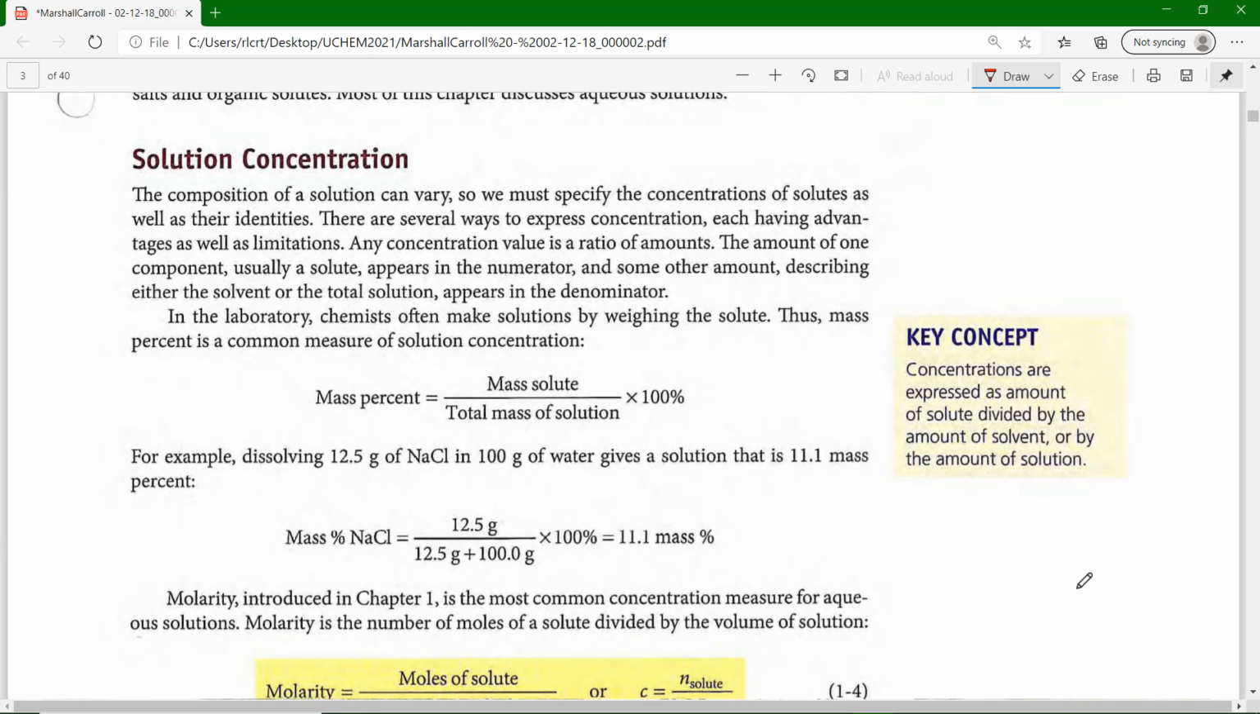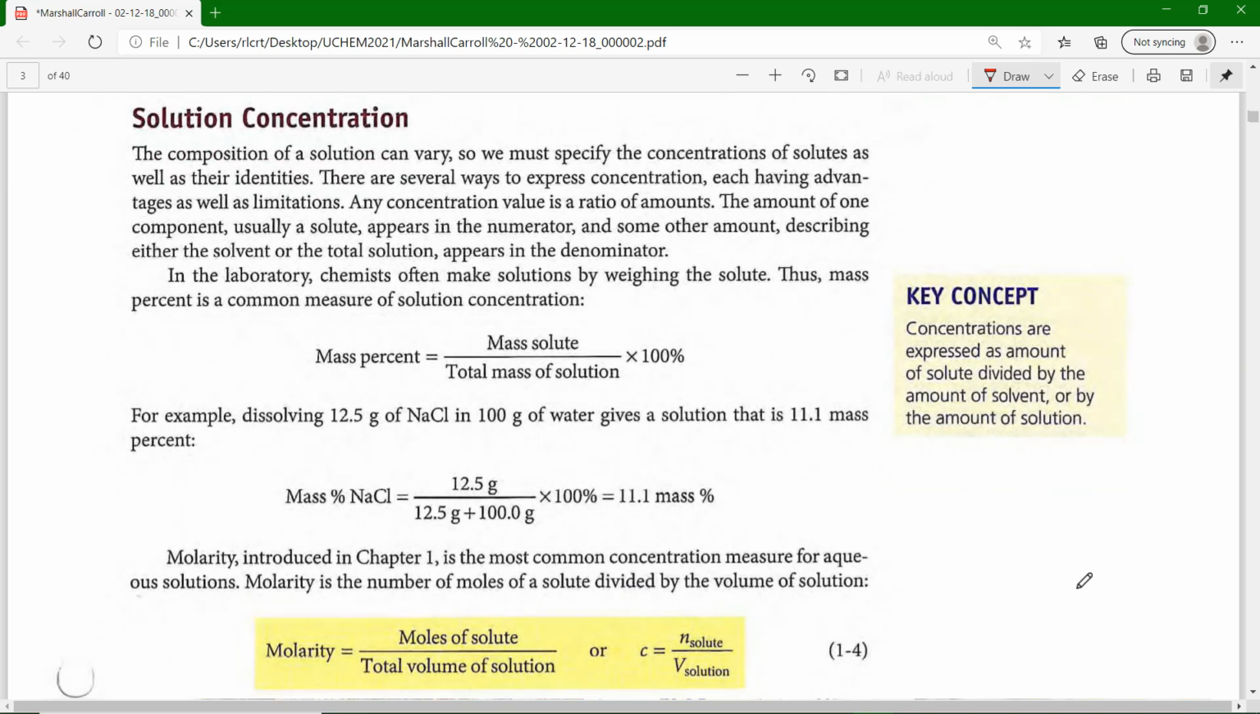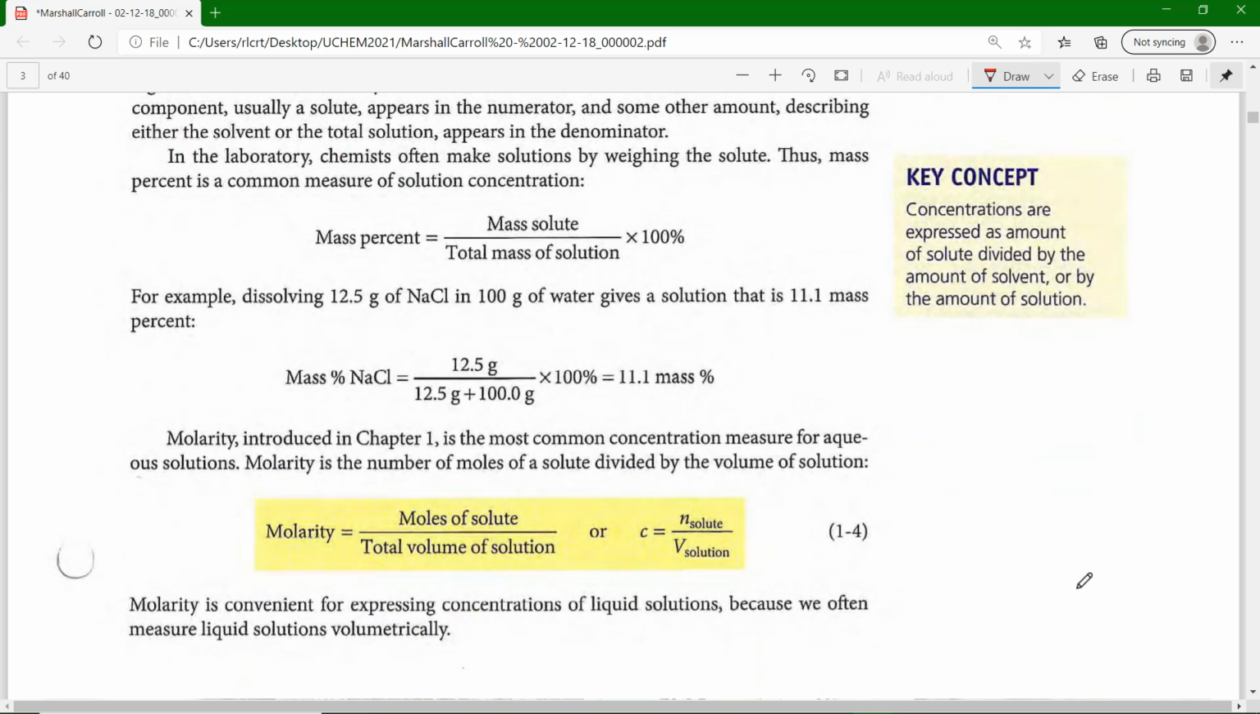Now you can have different compositions of solutions, so you have to specify the concentrations of the solutes as well as their identities. Lots of ways to express concentrations, each having advantages and limitations. It's always a ratio. The amount of one component, usually the solute, is in the numerator, and some other amount, either the solution or just the solvent, is in the denominator. So there's different systems that are used. This textbook does not talk about all of them, so neither will I. I'll use what the textbook does. If there's some assignment questions that use others, then we'll revisit this.